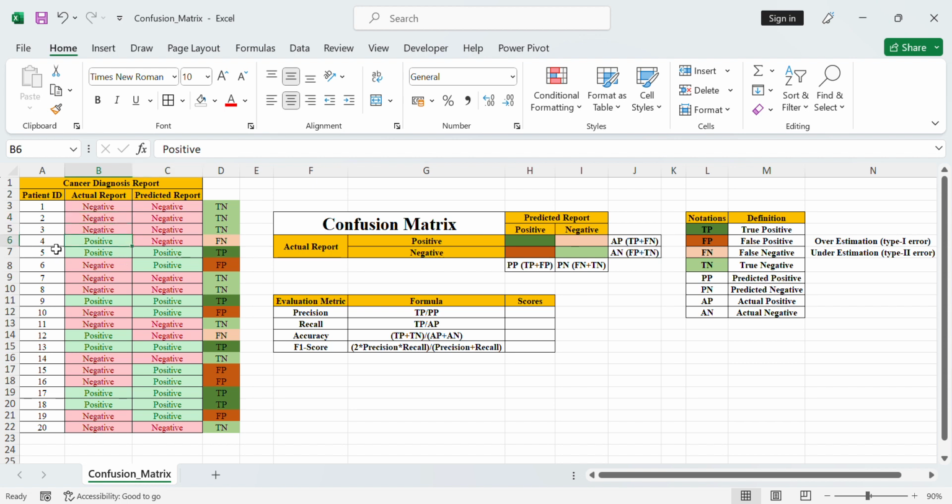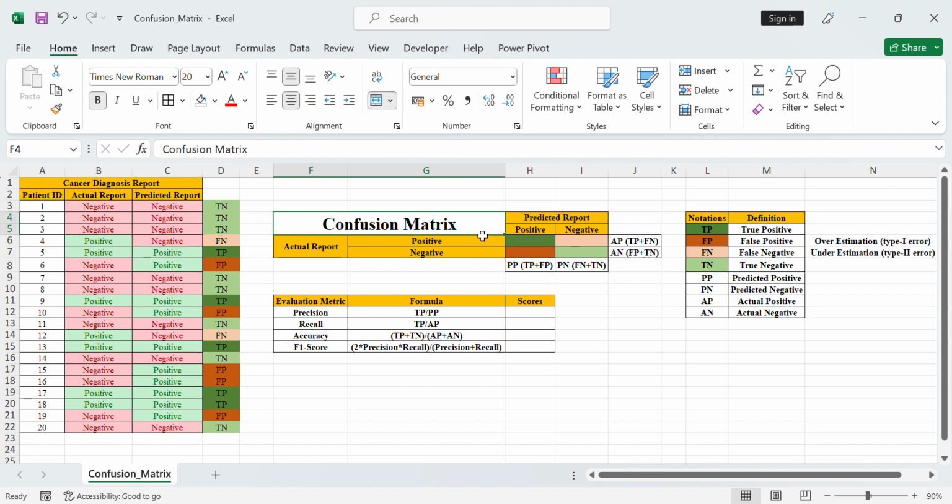So let me read you the data. For example, patient ID 1: the actual report says negative, and the machine has also predicted negative. And likewise, if you see patient ID 4, the actual report says positive, but the machine says negative. So we will build the confusion matrix on this particular data set.